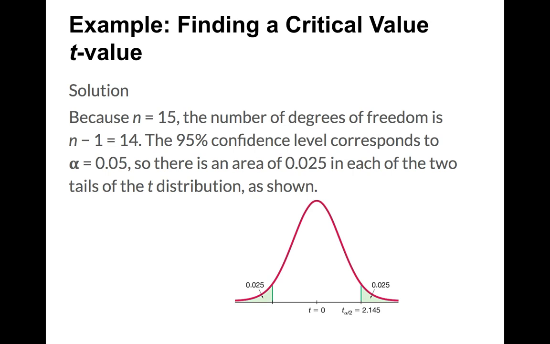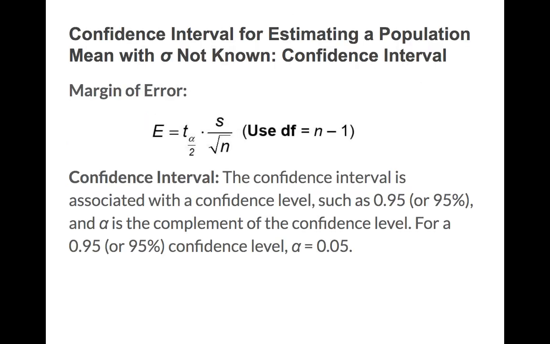So let's jump back over here. The margin of error, if we don't know the population standard deviation, is simply this critical T value times the sample standard deviation S, divided by the square root of N. Okay? This will give us our margin of error for the population mean if we do not know sigma.